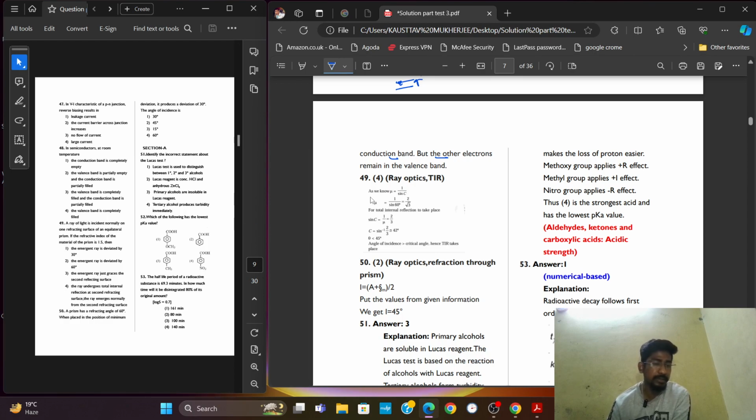A ray of light is incident normally on one refractive surface of an equilateral prism. If the refractive index of the prism material is 1.5, we all know that for the critical angle, mu equals 1 by sine theta c. This is the critical angle, from the total internal reflection theory. The value of mu is given as 1.5, that is 3 by 2, so sine theta c equals 2 by 3.